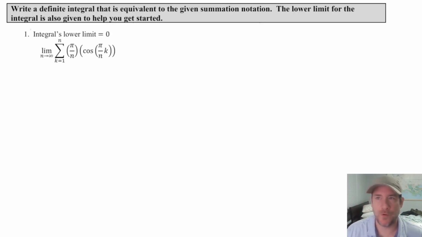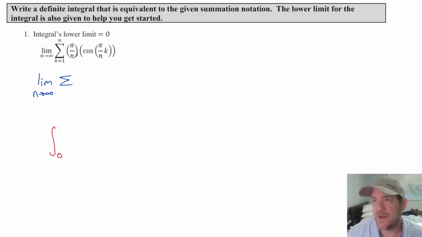This is number one from the homework, and you'll see that it's asking for an integral whose lower limit is zero. So we know we're looking for an integral whose lower limit is zero. That much is sort of obvious, I guess, but how do I figure out the rest from here? And the answer is you kind of need to have the general form of these summation notations memorized. So we know that they will all be the limit as n goes to infinity of the summation of a bunch of stuff as k starts at 1 and goes up to n.